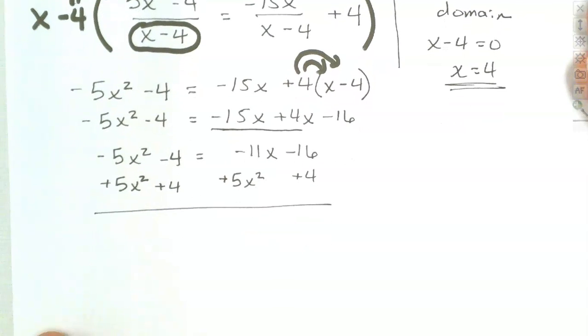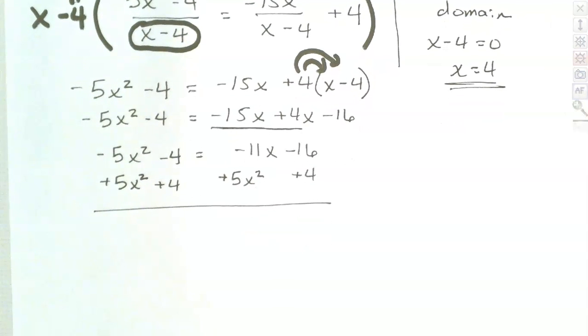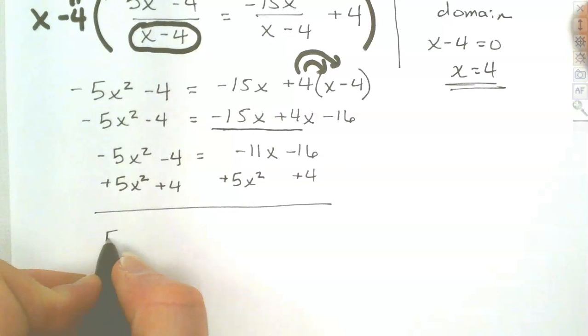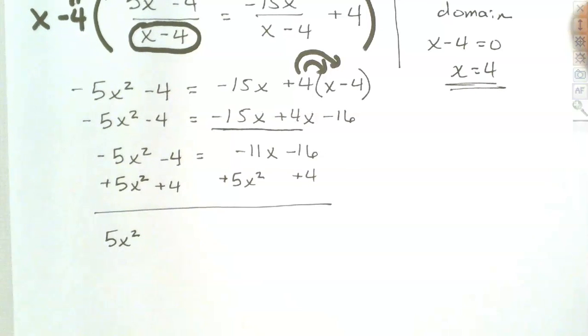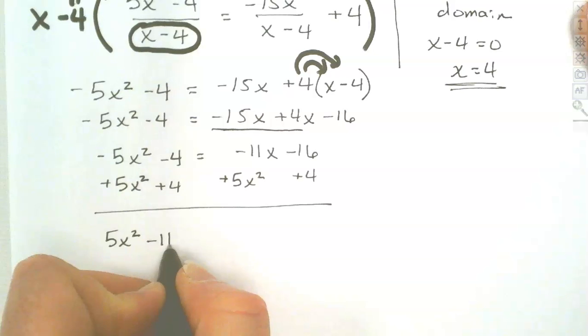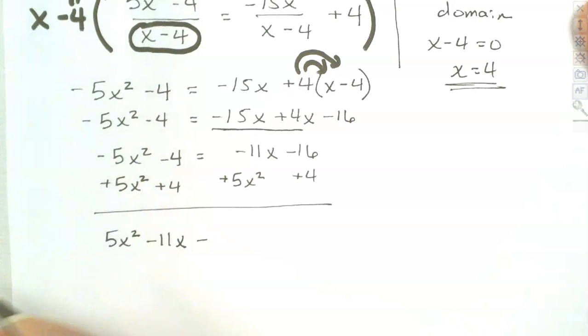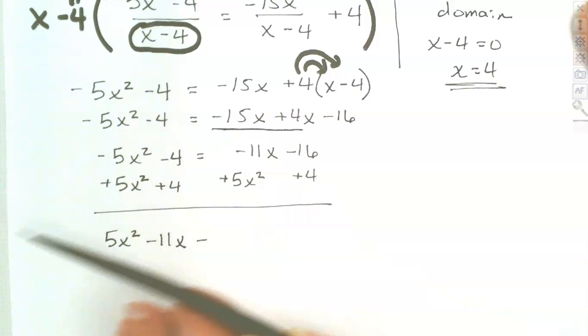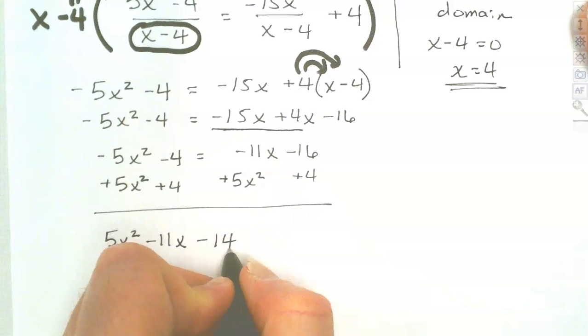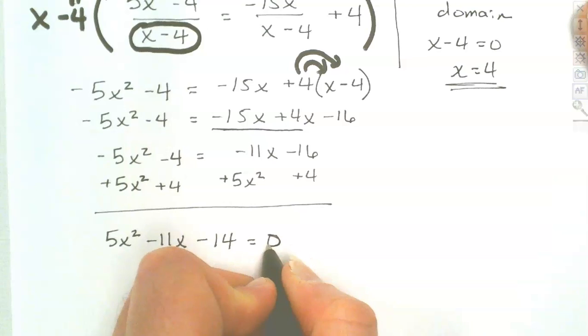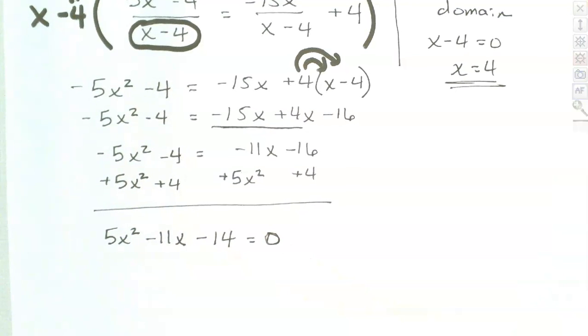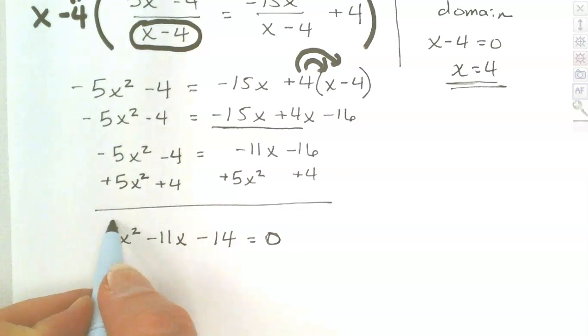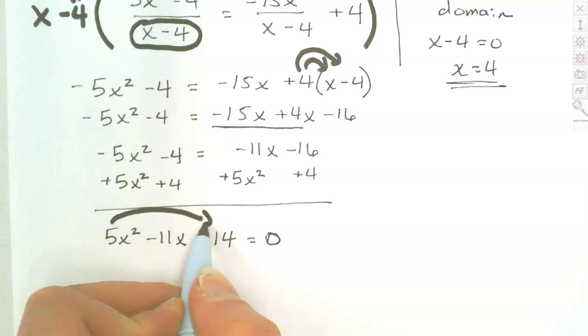So we're making progress here. Rewriting, we now have a 5x squared minus 11x minus 16 plus that 4. That's going to make that a minus 14. This one, again, is going to be factored by grouping. So first times the last.